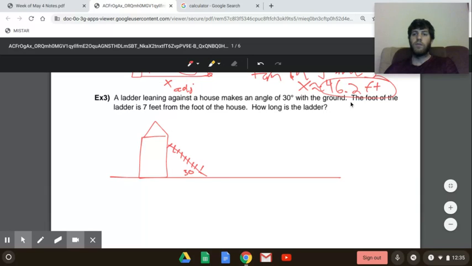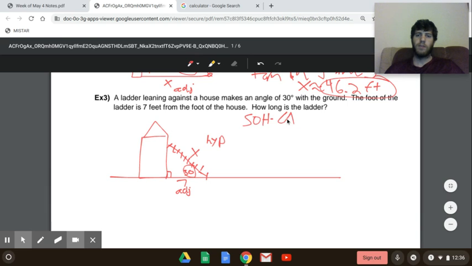The foot of the ladder is 7 feet from the house. So this distance here to here is 7 feet. And we want to know how long the ladder is, so I'm going to put an x there. So we have our drawing. The next step is to label our sides. Across from the right angle is your hypotenuse, so that's x. The 7 is next to the 30 degrees, so that's adjacent.